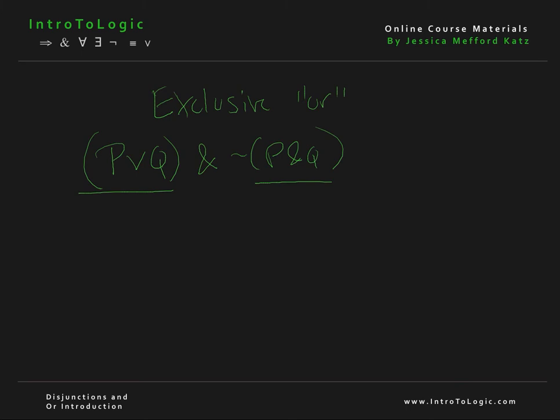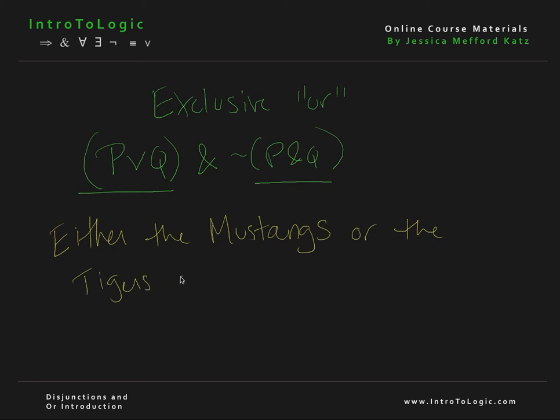So now what's a good example of an exclusive or sentence? Well, consider maybe there's a big game going on tonight in town, a big basketball game perhaps between the local high schools, and you overhear a friend saying, either the Mustangs or the Tigers will win.